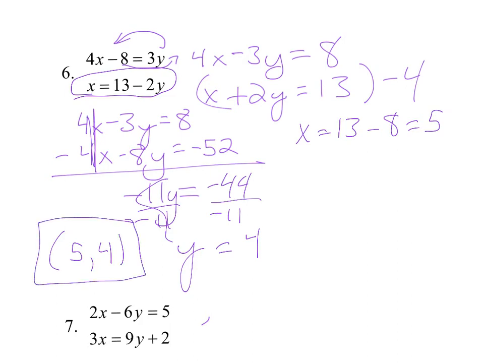All right, but let's just do a quick double check on the other equation. 4 times my x is 4 times 5. That's 20. Minus 8, does that equal 3 times my y, which is 4. 3 times 4 is 12. 20 minus 8 equals 12. This is true. Okay, we got our answer. Yay. All right, now we're going to check the next one.